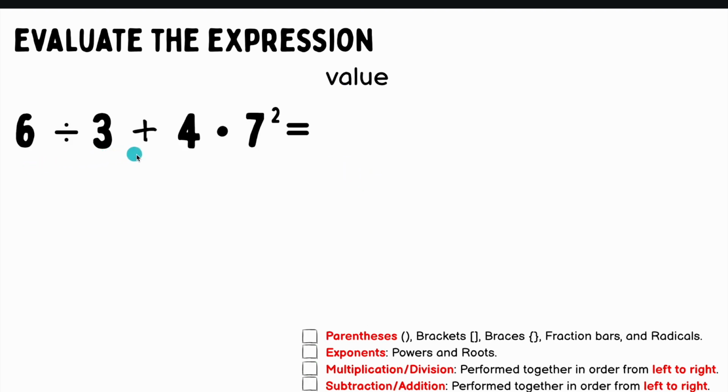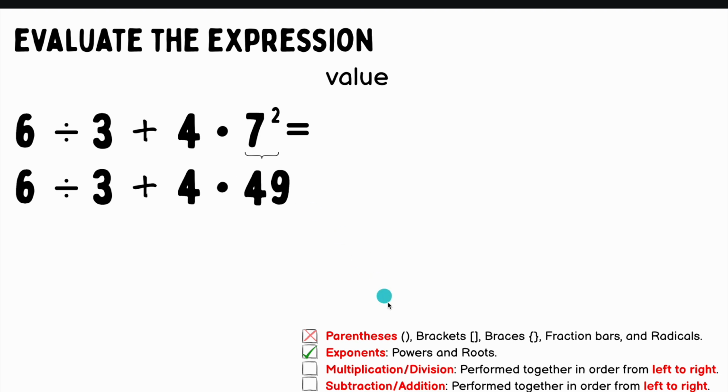6 divided by 3 plus 4 times 7 squared, or 7 to the second power. I notice we don't have parentheses, but we do have an exponent. 7 to the second power, or 7 squared. 7 times 7 is 49. We are finished with exponents. Let's bring everything down. 6 divided by 3 plus 4 times 49.